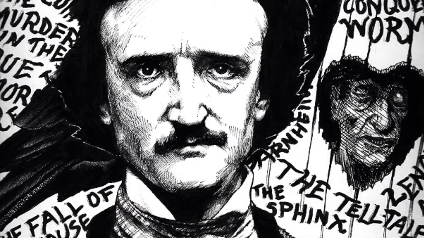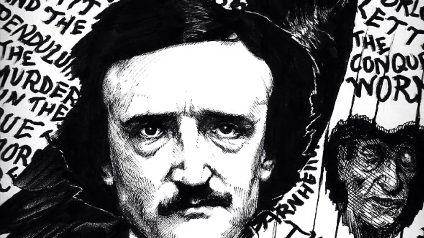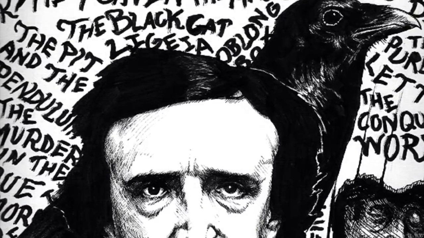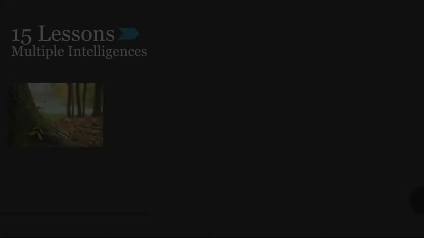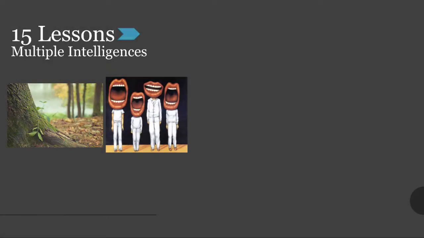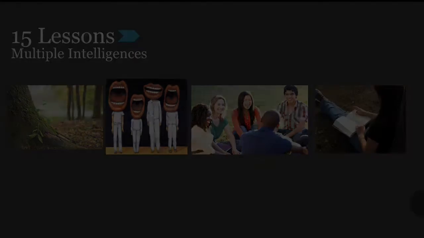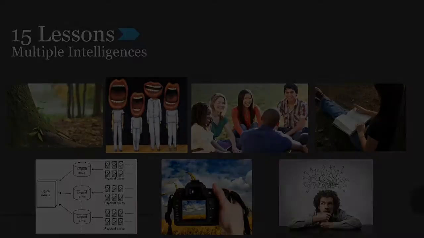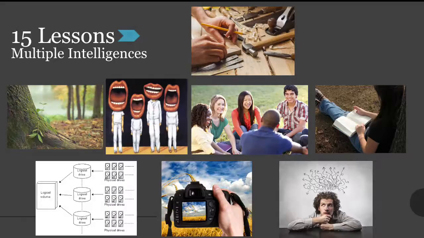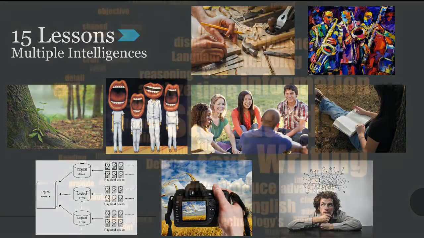The unit I created revolves around the life and works of Edgar Allan Poe, also known as the father of the detective story. This 10th grade English unit will be taught through 15 lessons which cater to Howard Gardner's theory of multiple intelligences. The 9 intelligences are known as naturalist, verbal, intrapersonal, logical mathematical, visual spatial, existential, kinesthetic, and musical.